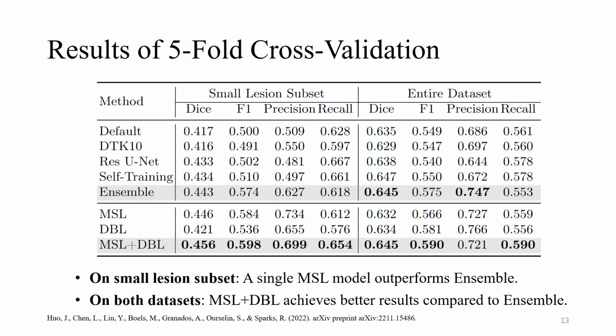And here come our results. Our baseline models from rows 1 to 5 are derived from the winners of the 2022 MICCAI ATLAS Challenge. These models were trained under 4 different schemes. Our findings from the five-fold cross-validation demonstrate that a single MSL model outperforms their ensemble of 4 different training schemes on the mini-lesion subset. Furthermore, when evaluated across the entire dataset, our ensemble of MSL and DBL achieved superior performance, effectively balancing the detection of both small and large lesions.